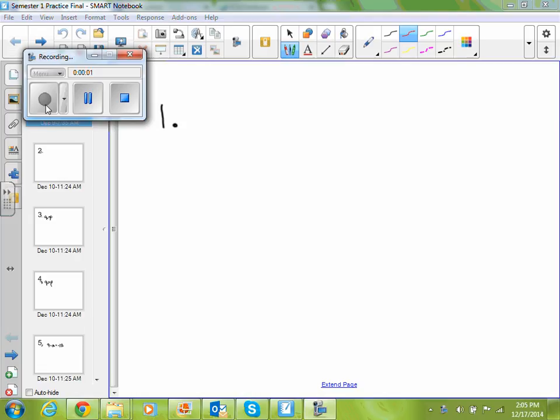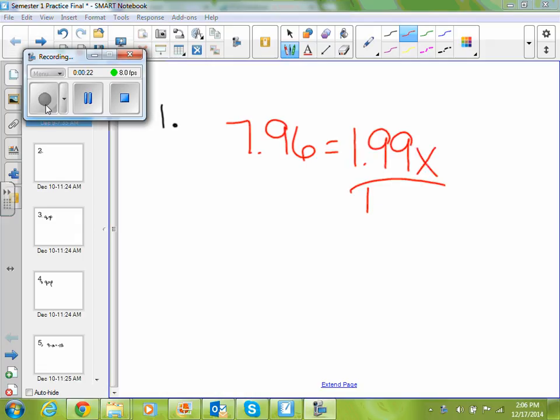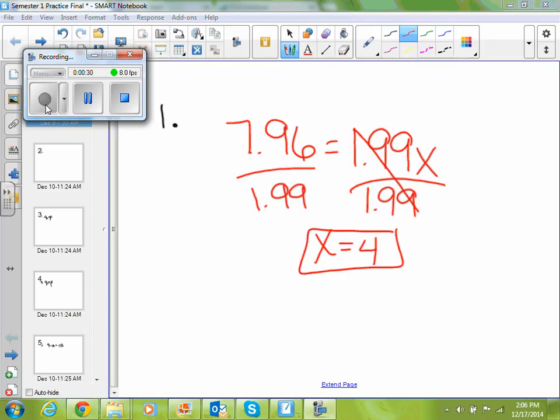So number 1 says grapes cost $1.99 per pound. Write and solve an equation that tells me how many pounds of grapes you bought if you spent $7.96. So 7.96 equals 1.99x. How do I solve that? Divide by 1.99. So x equals 4. Very good. So for number 1, you should have gotten that equation and then x equals 4.